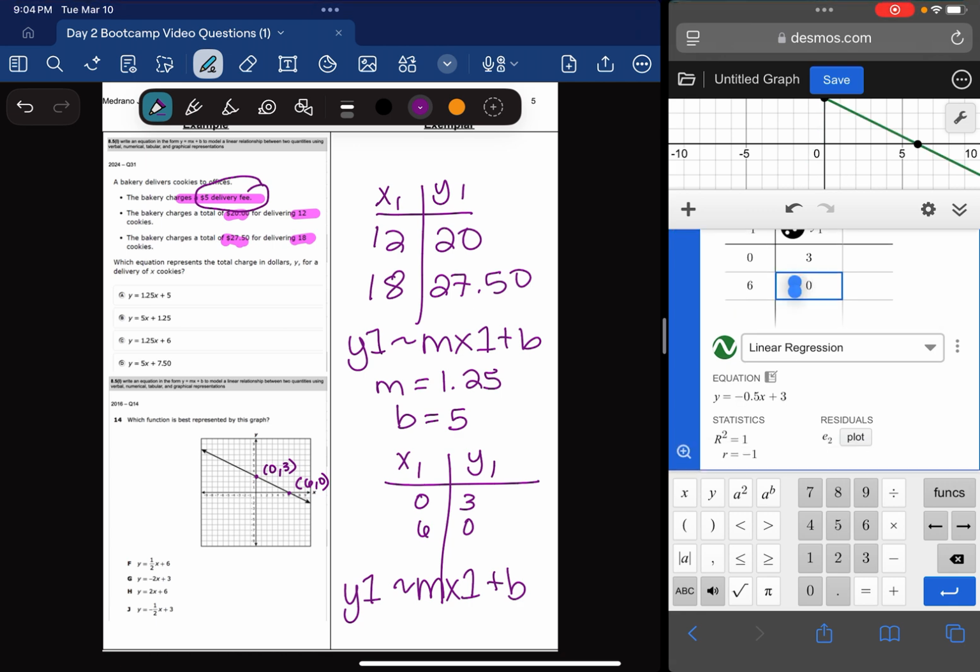Okay. As you can see, my equation pops up here. Y equals negative 0.5x plus 3. We should all know by now that 0.5 is the same as 1 over 2. And so that would make my answer J.